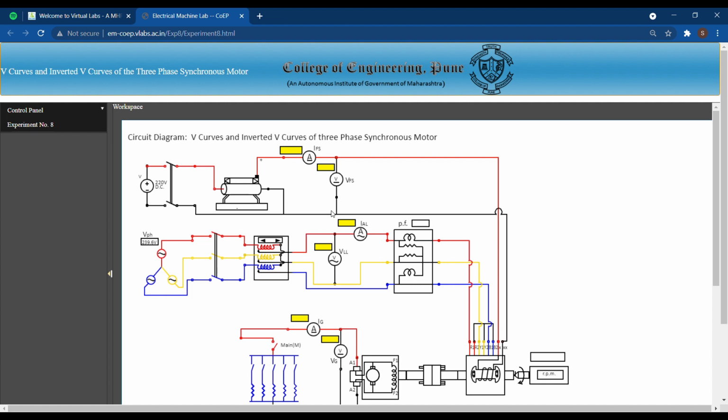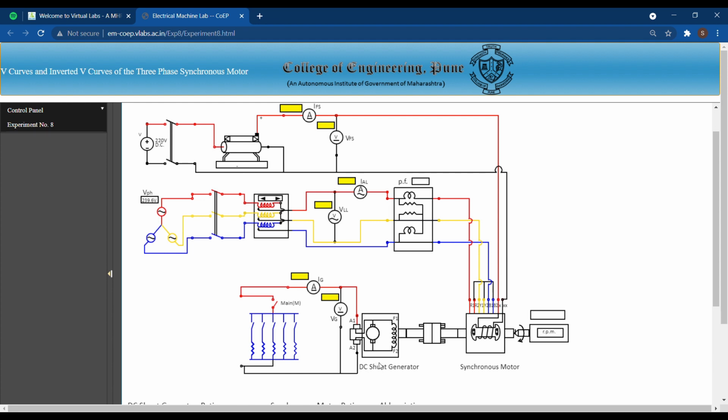And this is the field excitation system. This is a DC power supply, DPST switch, and a field rheostat. This field rheostat is used to adjust the field current of the synchronous motor.